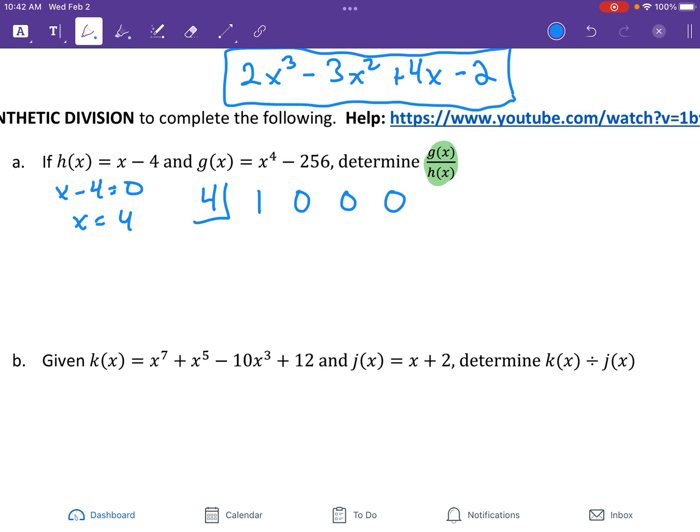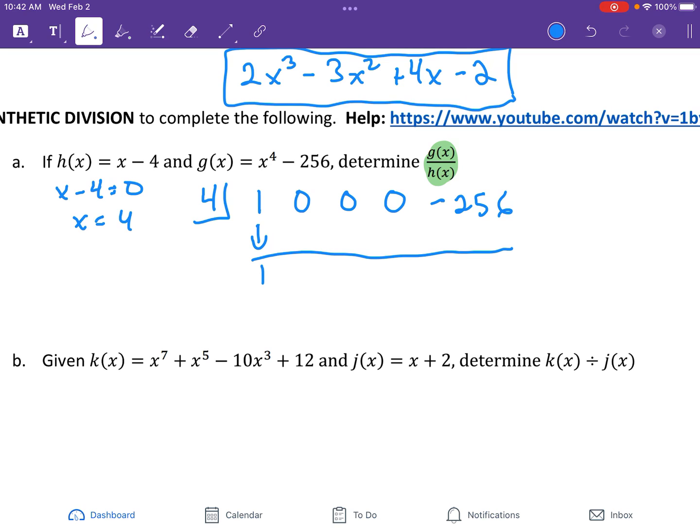X, we have 0. And then the no x is negative 256. So we're holding the place for the x to the 3rd, the x squared, and the x value that aren't in our problem, but we have to hold their place by putting down 0. All right. Let's erase those so it's not confusing in there. All right. So we do our box.